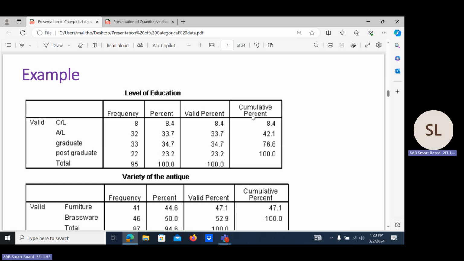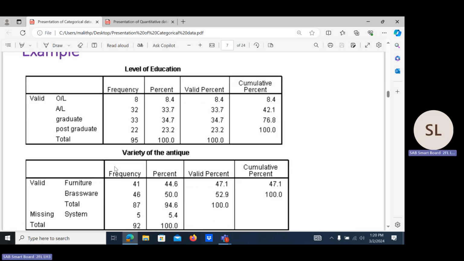Then there is the next table. What is the variable? In the second table, it is the variety of antiques. It is one kind of qualitative data. Qualitative, no? Then what are the categories? Furniture and brass. These are the categories. The next columns represent the frequency value, percentage value, valid percentage value, and the cumulative percentage value.